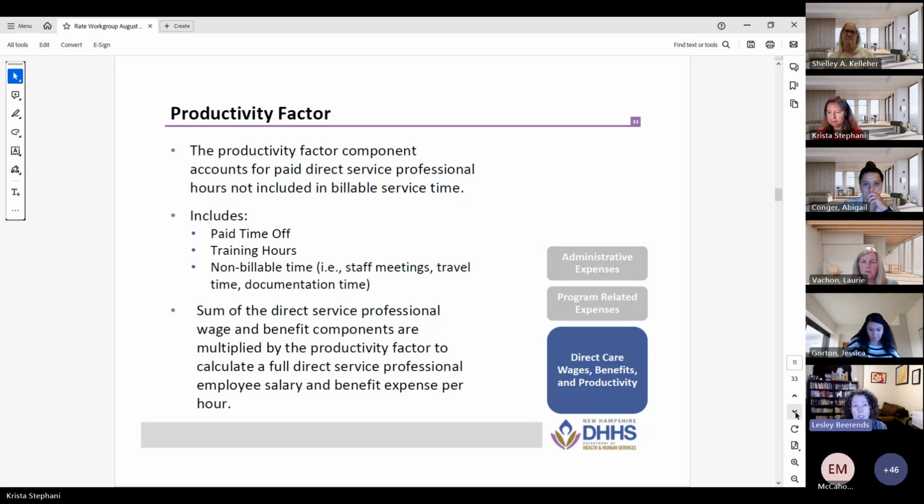This component in the rate methodology is a little bit different in that we take the sum of the DSP wage and the benefits, and it gets multiplied times this productivity factor in order to give us that total wage and benefit cost. And then that component is kind of backed into. So that productivity factor gets multiplied times the wage plus the benefits.